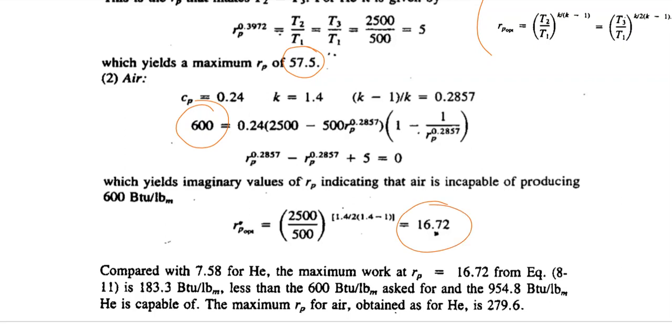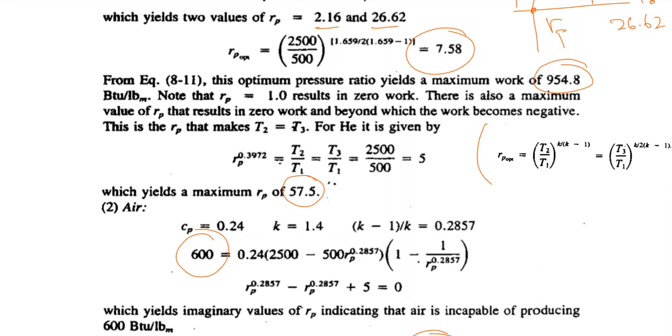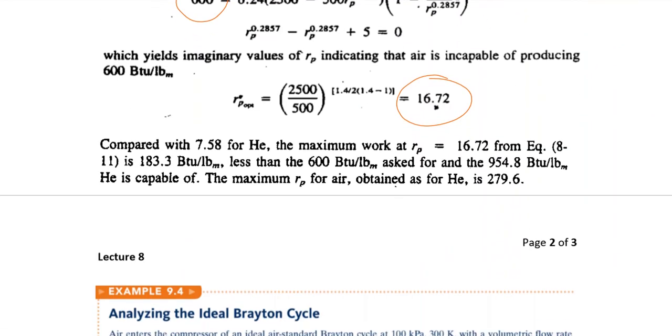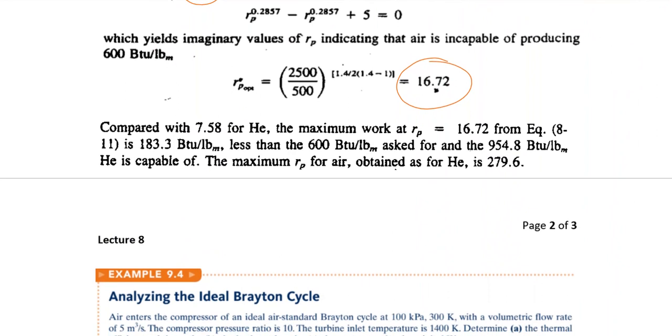So now, finding the optimum value, it would be 16.72, and putting that 16.72 rp in equation 8.11, you can find the work done. The maximum work done would be equal to 183.3. That means at this condition the air can only produce 183.3 BTU per pound mass of work done, while the helium can produce 954.8 BTU per pound mass of work done.